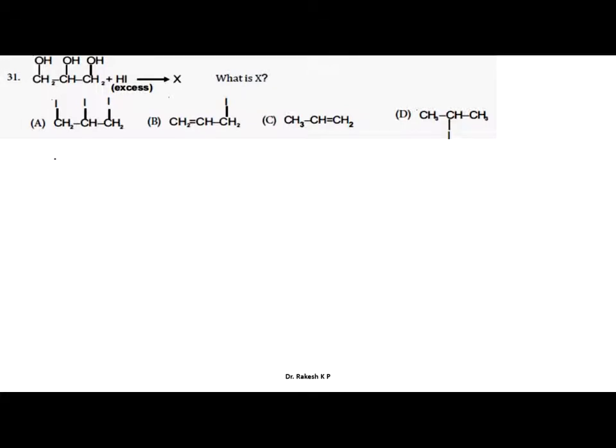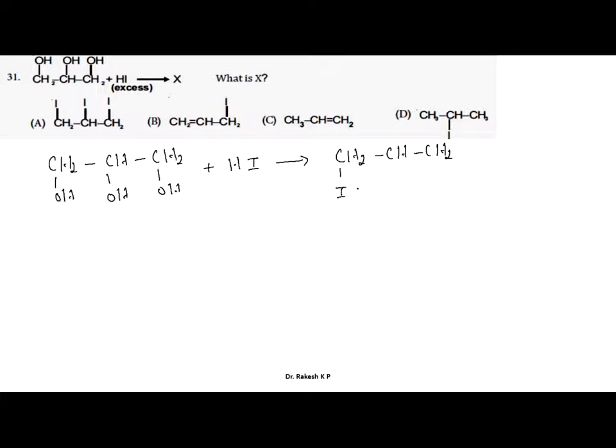The glycerol here: CH2OH, CHOH, CH2OH. Here they have given the word excess. When you take excess of hydrogen iodide, the OH group is replaced by iodide. So this is the product we are going to get: CH2I, CHI, CH2I. That means we got 1,2,3-triiodopropane.